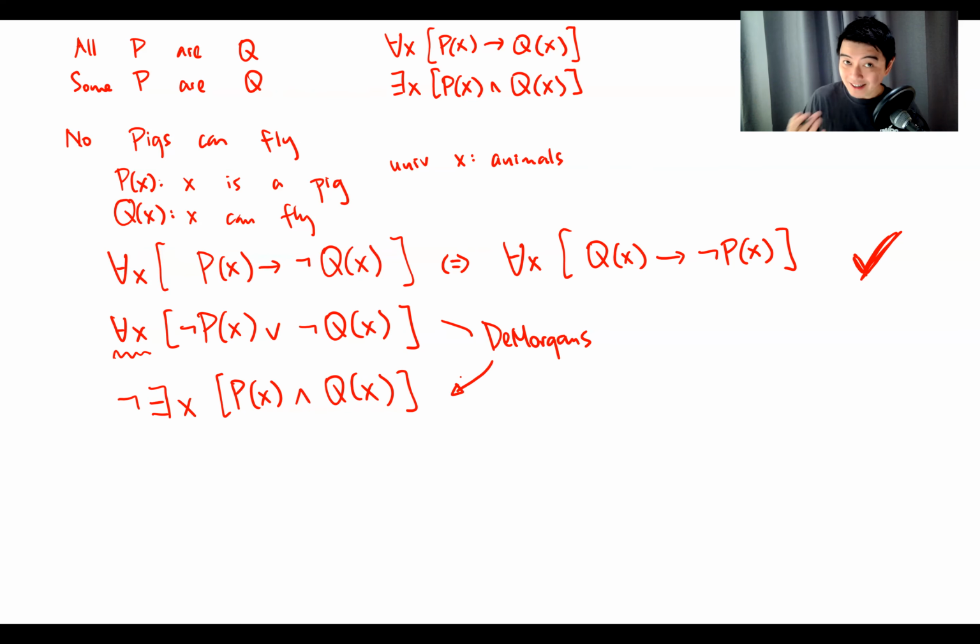Now, if we read this again, this is saying there is no such animal. So there doesn't exist an animal that is a pig and can fly. Okay, so there's no animal that is a pig and can fly. Again, that's the same logic as saying no pigs can fly. But again, I stress that when we do a proof later on, leaving it in the form of for all is probably better. It's better for our proof.